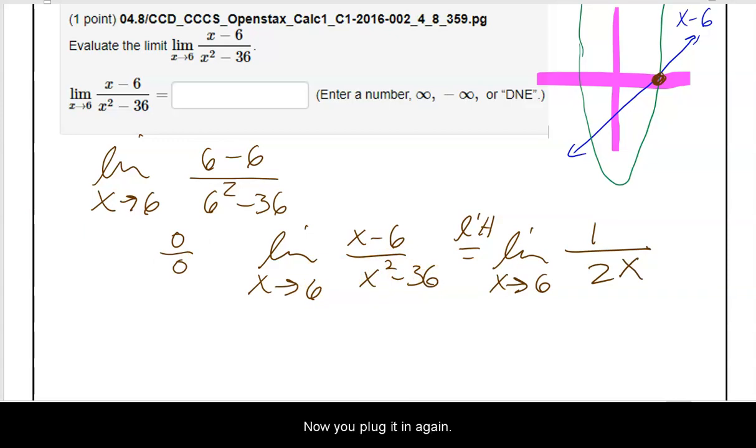Now you plug it in again. So when I plug in 6, in the numerator, I just get a 1. And in the denominator, I get 2 times 6, which is 12, so 1/12. And that's it. Okay, that's your value. All right, so it looks to me like it's 1/12.